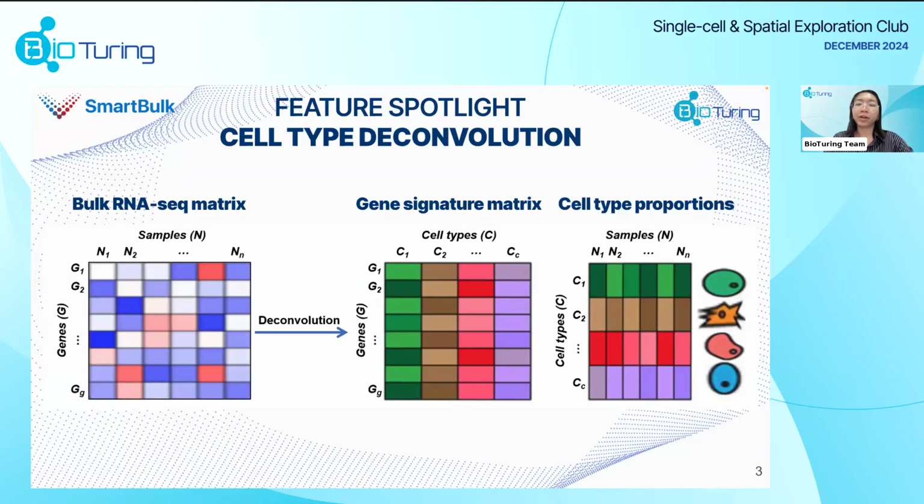Before I go over the agenda today, this is the feature that I'm going to demonstrate in our club. This is the cell type deconvolution feature in SmartBulk. This is what helps us get the cell type proportions for each of our samples. If we start from a bulk RNA-seq matrix and we include a gene signature matrix that is generated from a single cell RNA sequencing data set, then we can get the cell type proportions within our bulk data set.